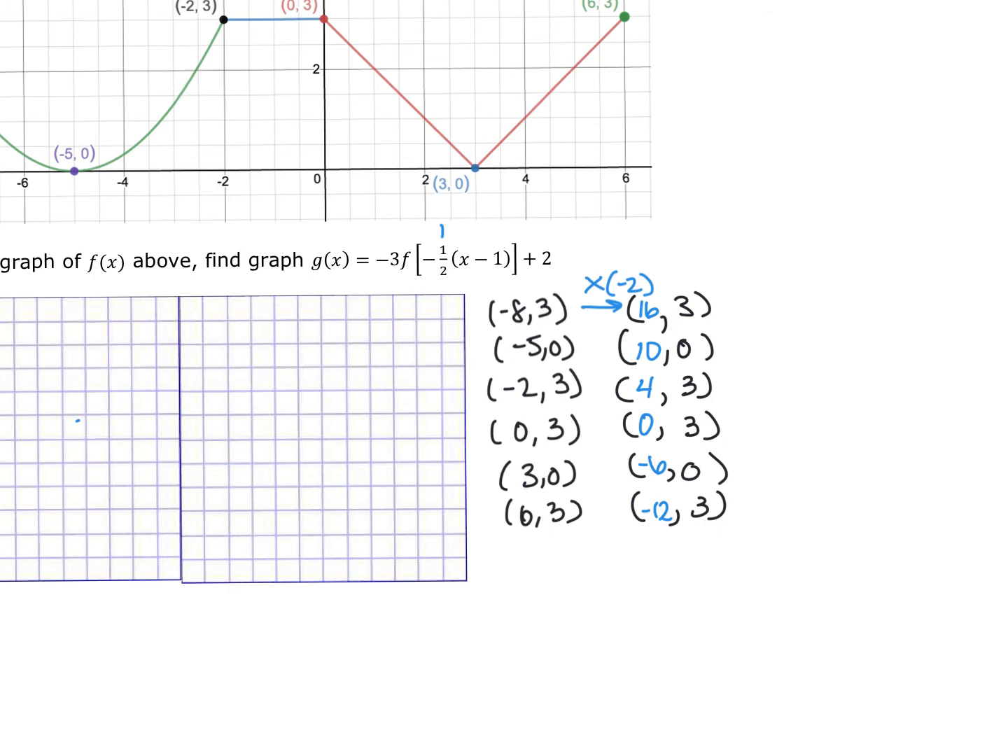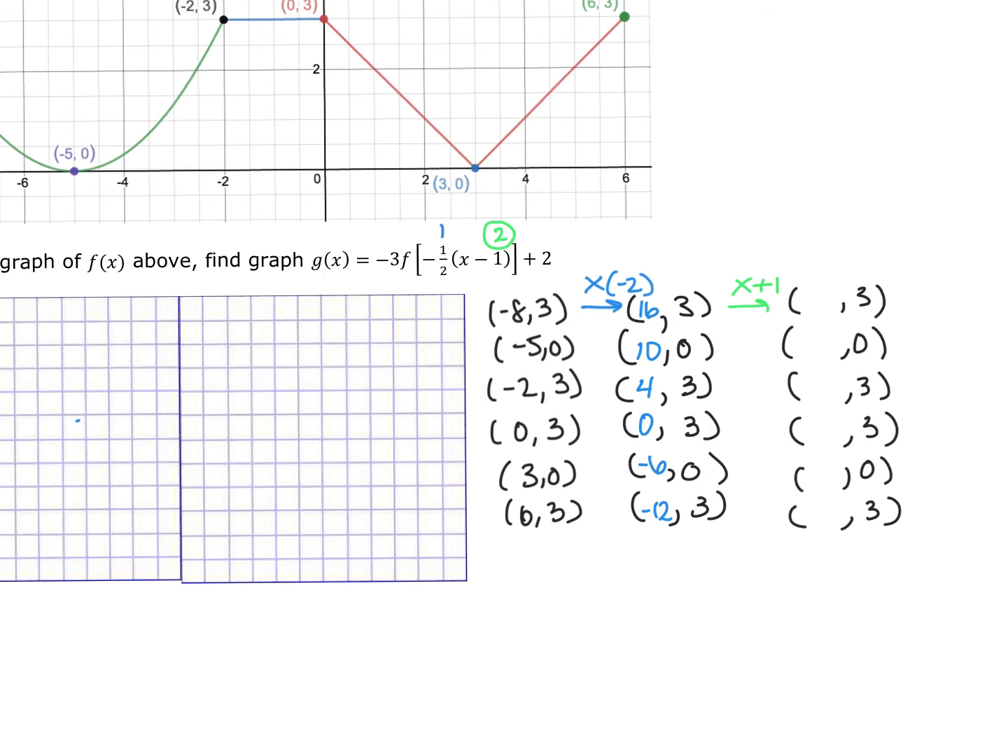So that does a reflection across the y-axis, and it does a vertical stretch. The second thing I'm going to do is take all my x's and add 1. So my next step is x plus 1. Once again, I have the 3, the 0, the 3, the 3, the 0, and the 3. Notice I wrote all my y's down. And now I'm going to change all my x's by adding 1.